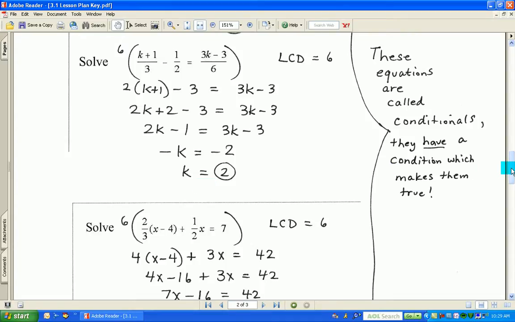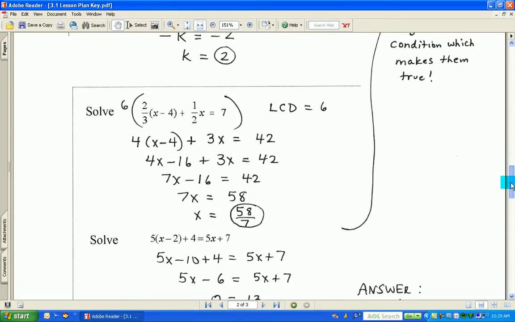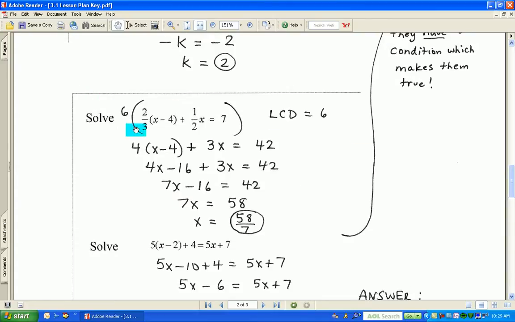Now, the next equation is going to work in a very similar way. This denominator is a 3, this denominator is a 2, and we have no other visible denominators, so my LCD is a 6. But here's where my students get tripped up sometimes, is how many times to multiply through by 6. And the reason that the answer is 3 times, where I have the cursor right now, 2/3 times the quantity x minus 4 is not 2 terms, it's 1 term. 1/2 x is 1 term and 7 is 1 term.